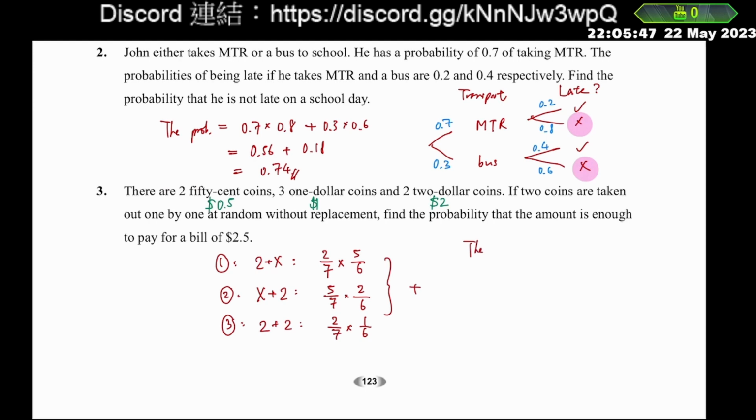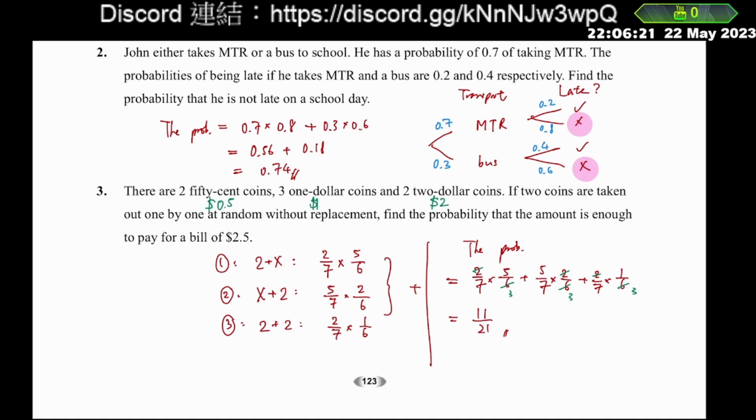Then the probability will be 2 over 7 times 5 over 6, plus 5 over 7 times 2 over 6, and then plus 2 over 7 times 1 over 6. And then simplifying everything, this 2 and 6 we can cancel first, and then all in all we will have 5 plus 5 plus 1, so 11 over 21. That's the answer.